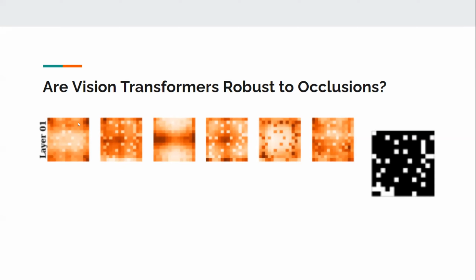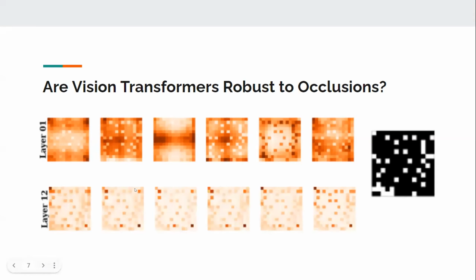This is not all the heads, just some of them, but overall the attention is being looked at as a whole. Whereas when we get to the last layer, layer 12, you'll notice that the masked portion is pretty much being ignored and all the attention is being focused on the unmasked portions of the image.